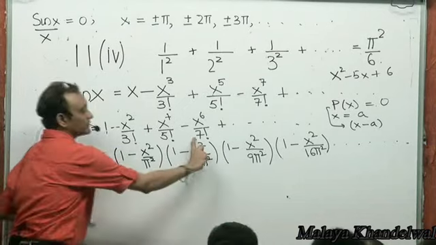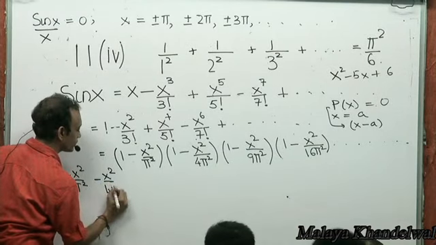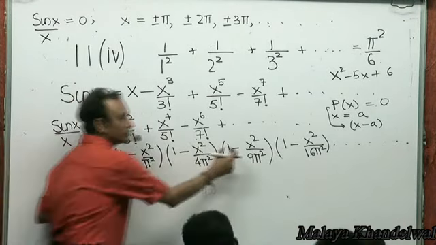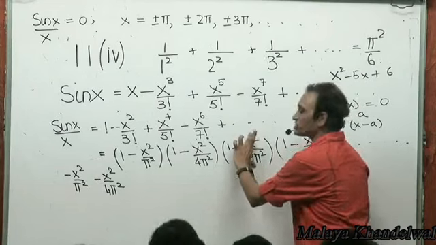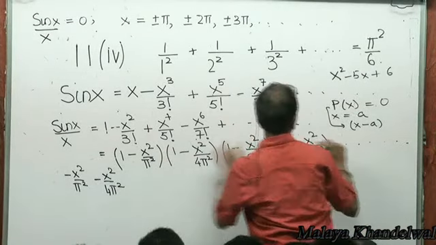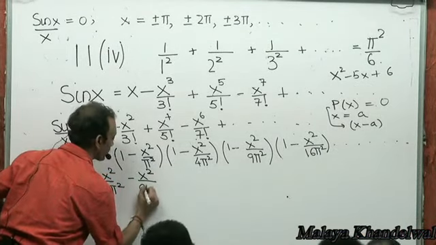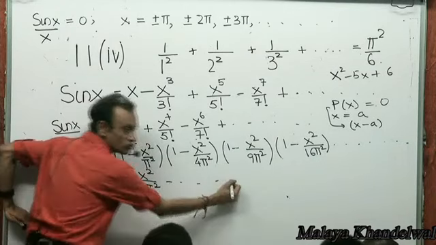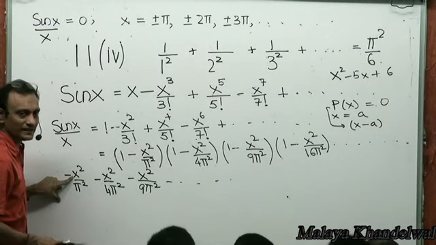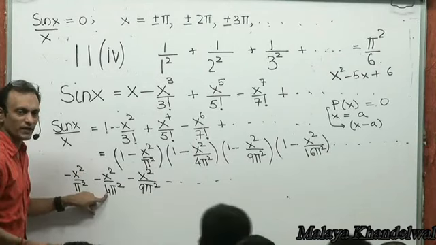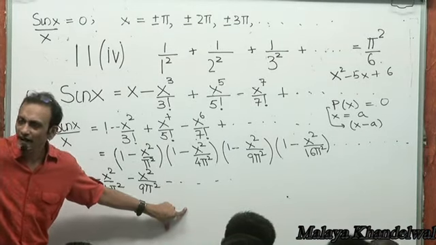Or look at this, minus x squared by 4 pi squared, the second one, into 1 into 1 into 1 into 1 into 1. Yes or no? And then minus x squared by 9 pi squared into 1 into 1 into 1 into 1, right? And so on and so forth. So then, what's the coefficient of x squared on the right hand side? Minus 1 by pi squared, minus 1 by 4 pi squared, minus 1 by 9 pi squared, minus 1 by 16 pi squared would be the coefficient of x squared on the right hand side.